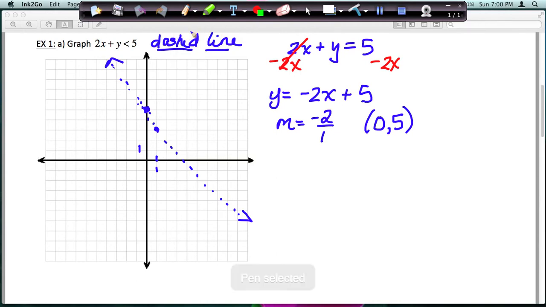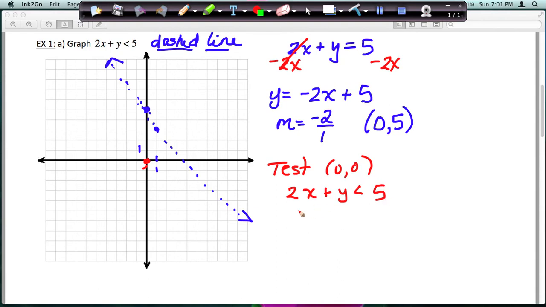Okay. Now we need to test a point to see whether I'm going to shade below the line or above the line. And since this does not go through the point 0, 0, which is right here, I'm going to test the point 0, 0 because it's easy. So I need to go back to the original inequality. So 2x plus y is less than 5. And I'm going to plug in 0 for x and 0 for y and see if I get a true or false statement.